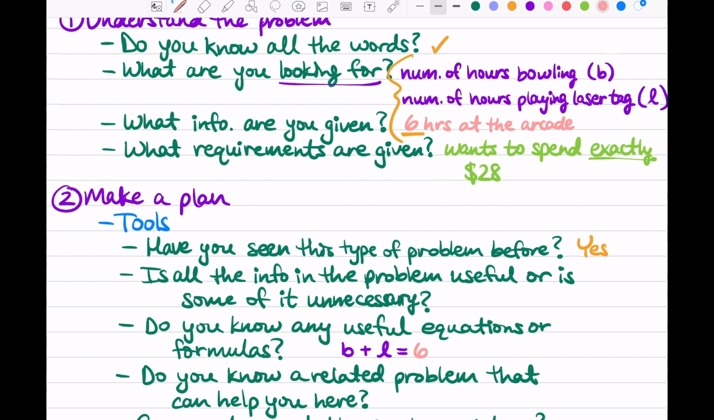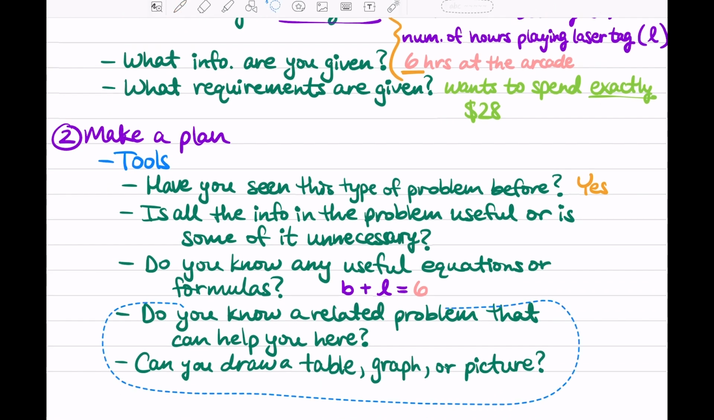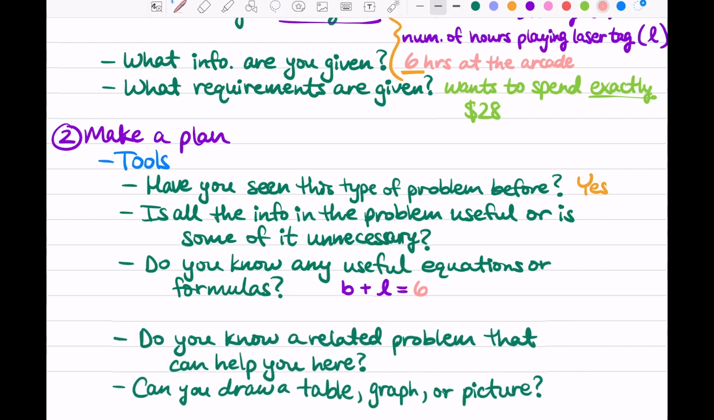And if you saw the video with Aditi at the donut shop, you know that there's a second equation that we can write, dealing with the cost. We know that Simon wants to spend exactly $28, so the cost of bowling plus the cost of laser tag has to equal $28. So we figured out our first equation from step 1 in this method, and our second equation we knew from a previous problem.